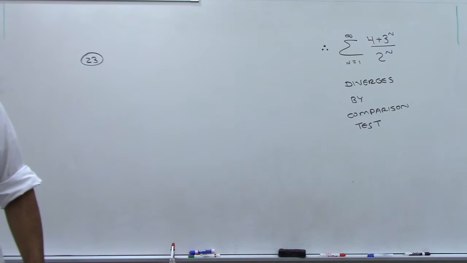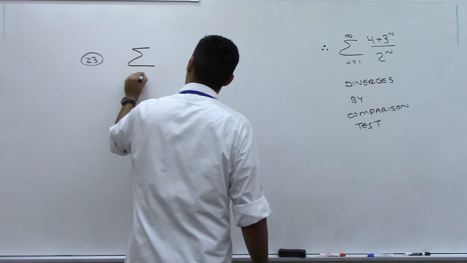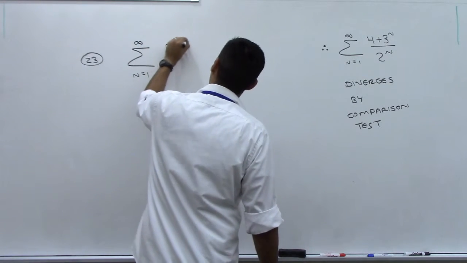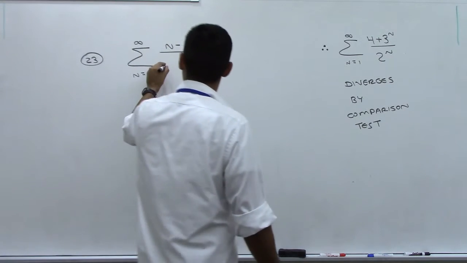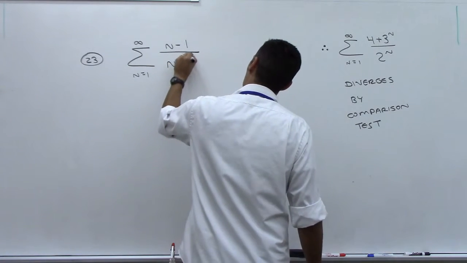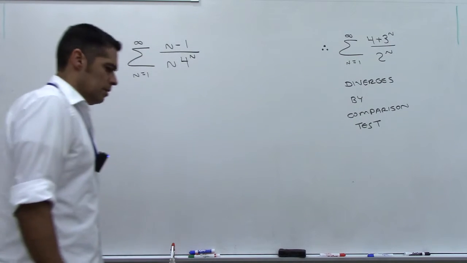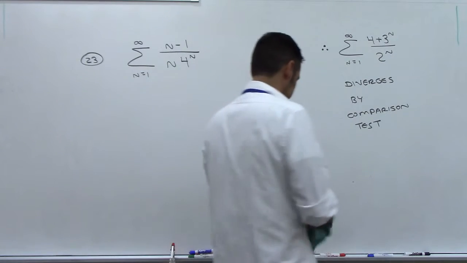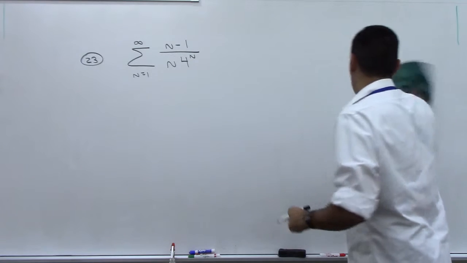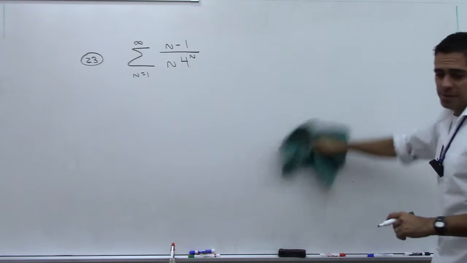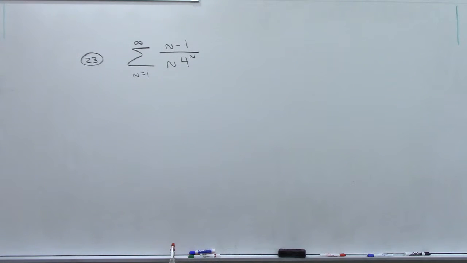Sum n equals 1 to infinity of (n minus 1) over n 4 to the n. Interesting. I'm not thinking integral test here, because if I do integral test, I don't want to integrate that. That looks too ugly.